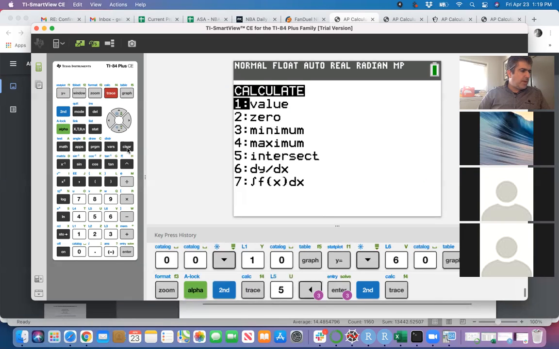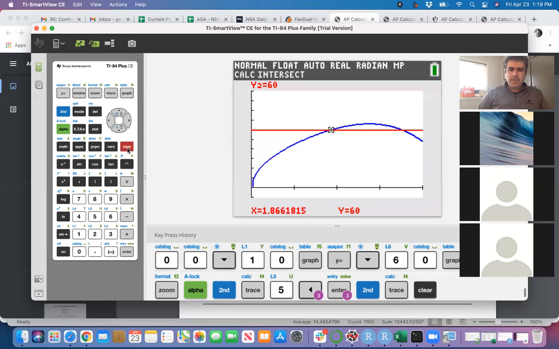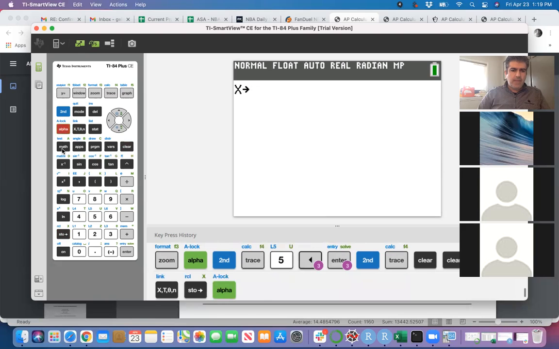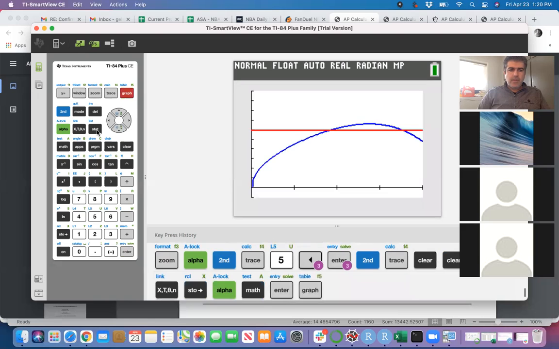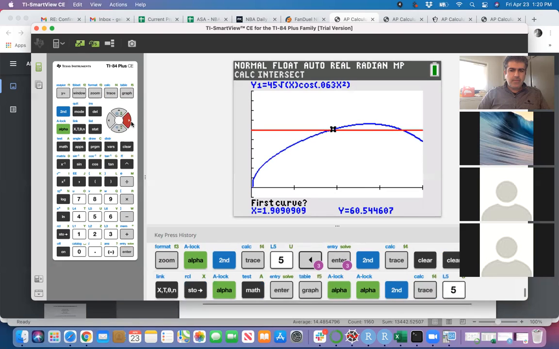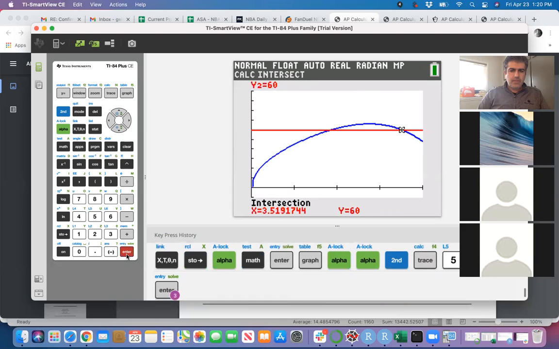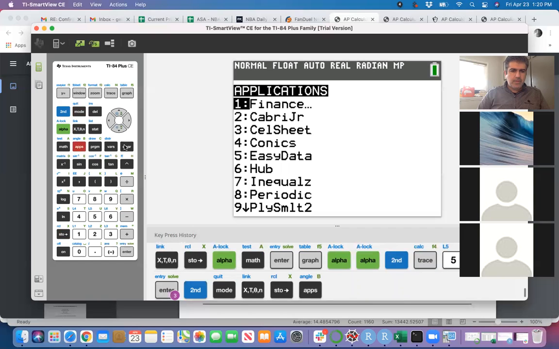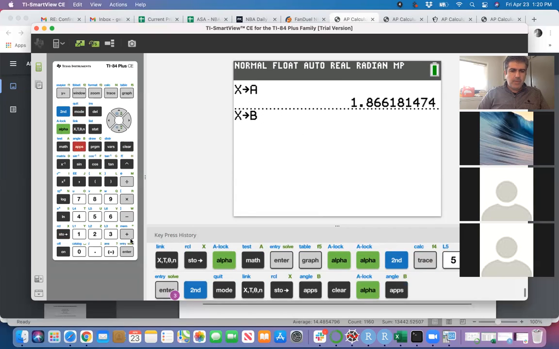Actually, before I get too carried away, let me store that. So you hit X, store, alpha A. So I store that. That just might make our answer more accurate. Go back to my graph. Second trace, option 5. Get 3.519. Now in this case, X, store that as B. Alpha B. Boom, there we go.